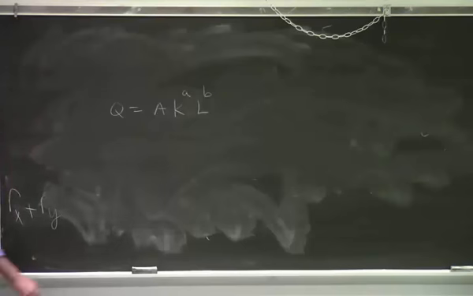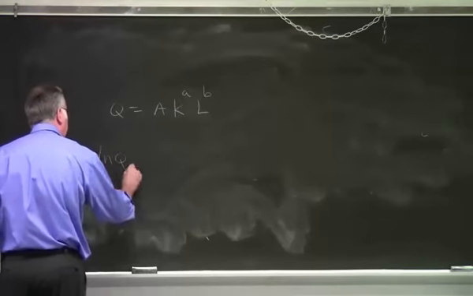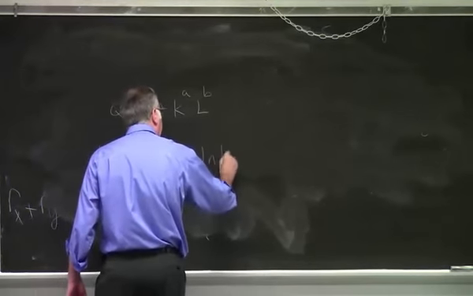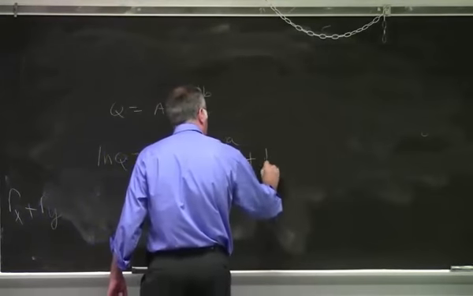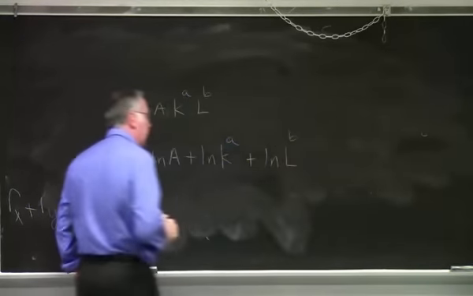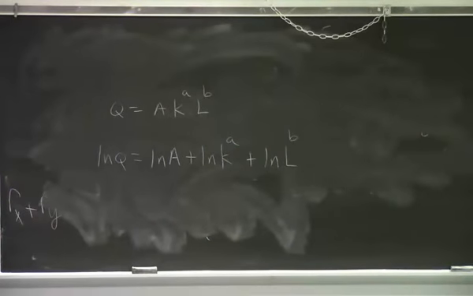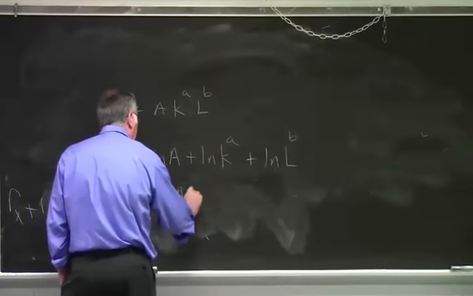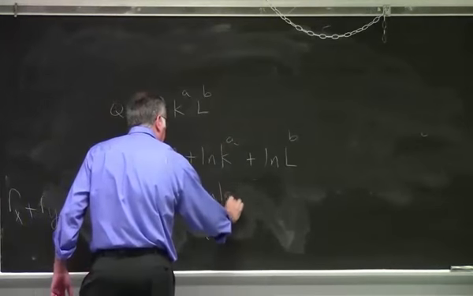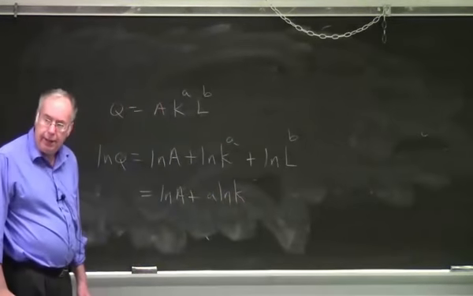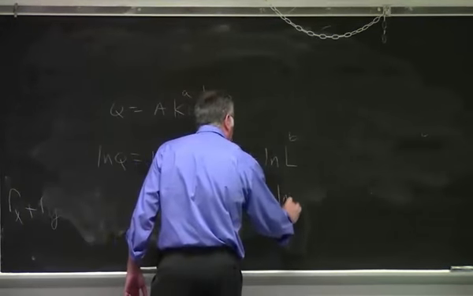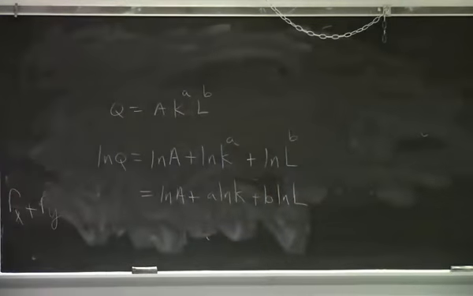log of both sides. If you take the natural log of both sides, we get log Q equals log A plus log K raised to the a power plus log L raised to the b power. And we can further simplify this by writing log A plus little a times the logarithm of K. Bring that little a down. That's rule number 3. Bring this little b down. b times log L. And then what do you do, Jay?